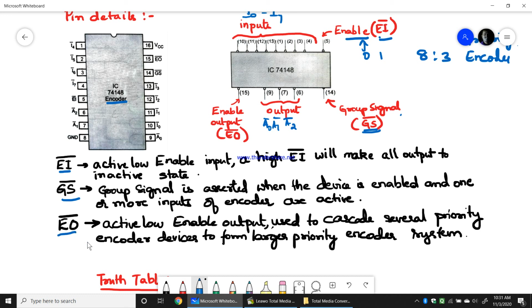Now coming to EO bar, the active low enable output. This is used while cascading one 74148 with another 74148. When you cascade two different 74148s, this enable output will be used. Therefore, the active low enable output is used to cascade several priority encoder devices to form a larger priority encoder system. This output enable pin will be connected to the enable input pin of the next IC 74148, and this will enable that IC. That is how the cascading is done and how this enable output helps in cascading.